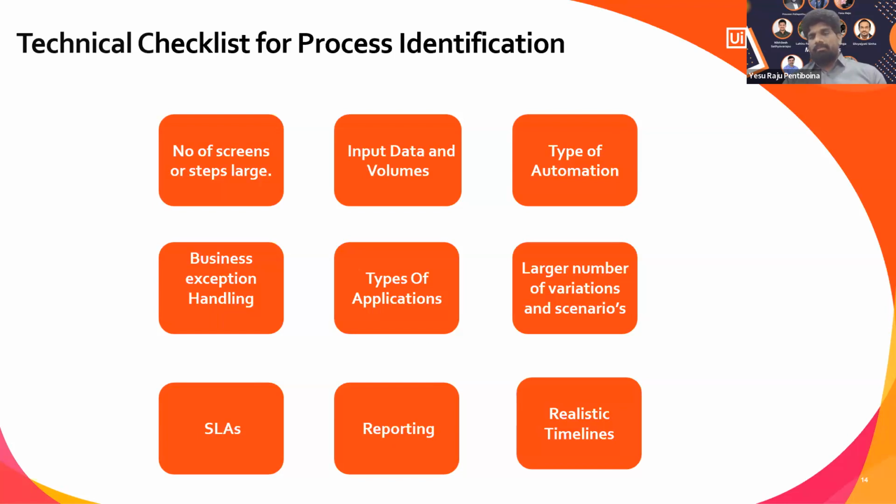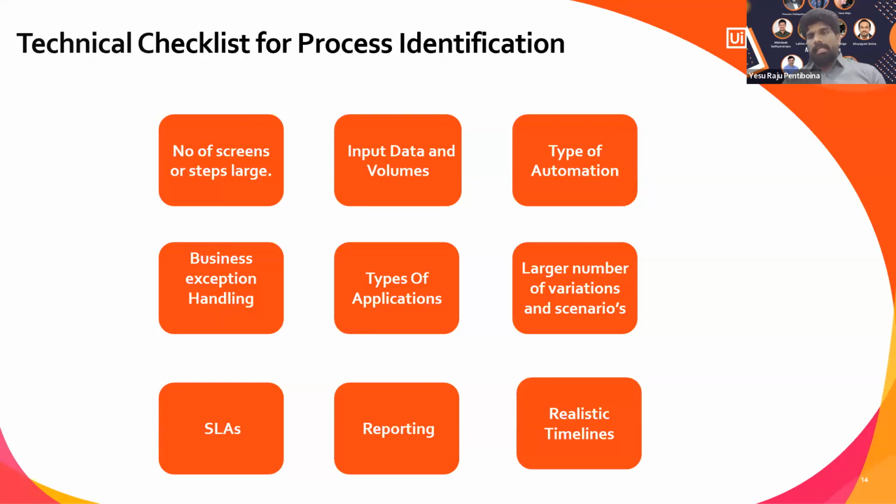Coming to the next one, what type of applications are you interacting with? Is it a web application, Windows application, or legacy application, whatever it is, you should take care of those. And large variations and scenarios: if you have large variations and scenarios, that is a good candidate, you can go and pick that, because one scenario only is not good. If you have more scenarios, then you will benefit more. Why? Because the bot can do anything that you have trained. So you can train the bot and achieve all the various scenarios.